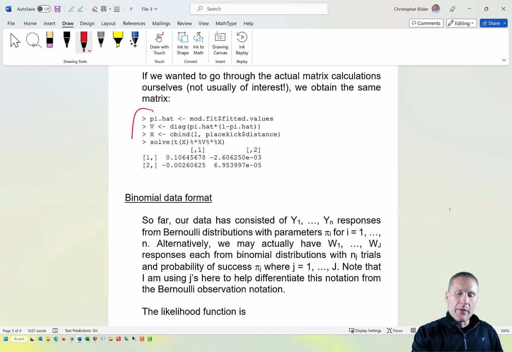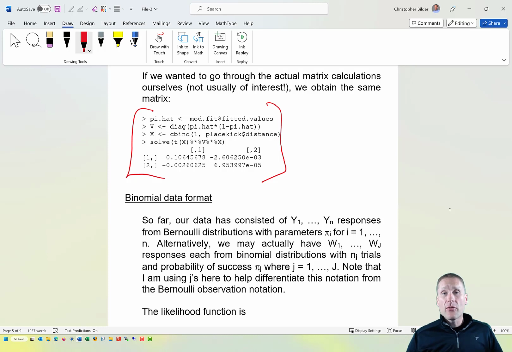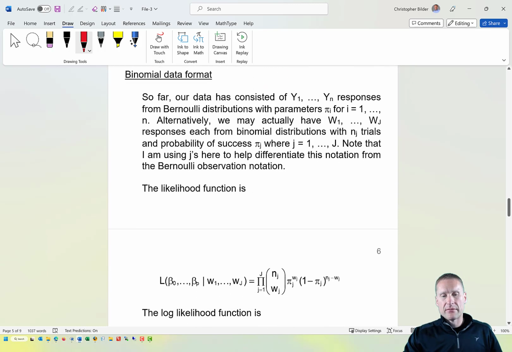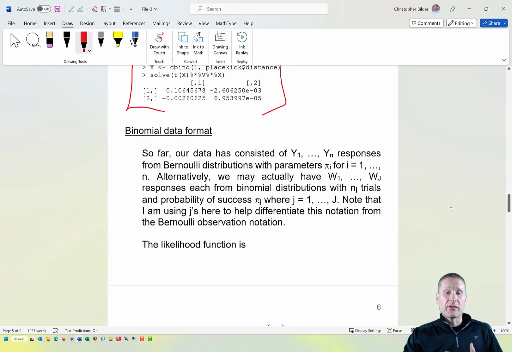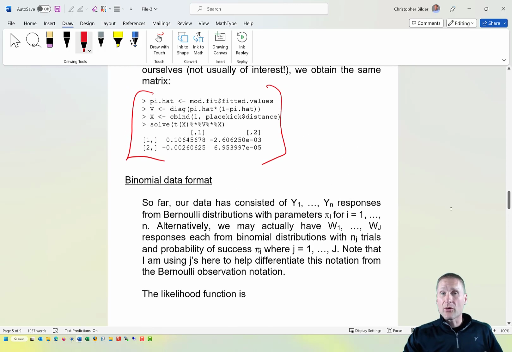For those of you who have that matrix algebra background, if you want to see how you can calculate the estimated covariance matrix using matrix algebra, here is an example in my notes. Again, though, students are not expected to be able to do this on a test or any other kind of graded activity in our class.